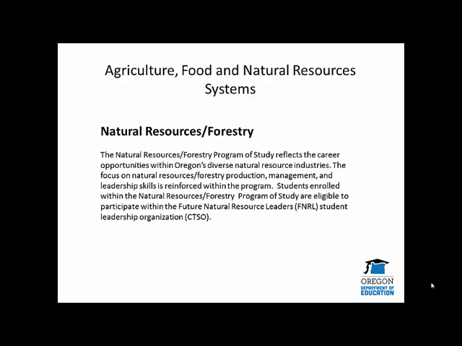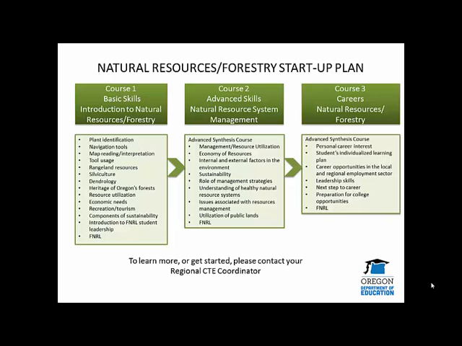The other program that exists within the agriculture, food, and natural resource systems is a pre-designed natural resource forestry program. This would provide students an introduction to the abundance of natural resources and career opportunities that exist within the state of Oregon. Again, the local school would identify the specific elements based upon their business and industry partners in the region. It could be as simple as a 3-course offering, which would accumulate to a minimum of 2 credits: an introduction course, a more advanced course, and then a very specific career course. Again, this would match what is needed at the local level.